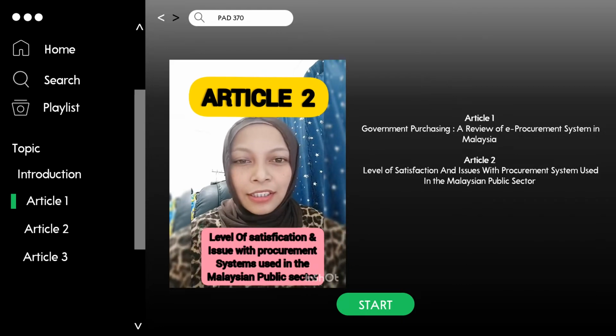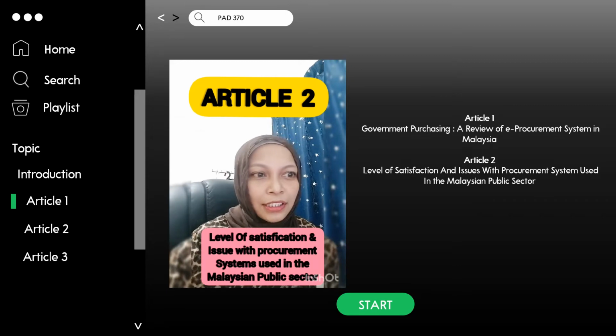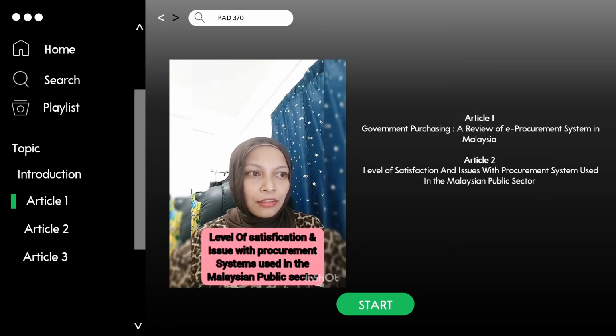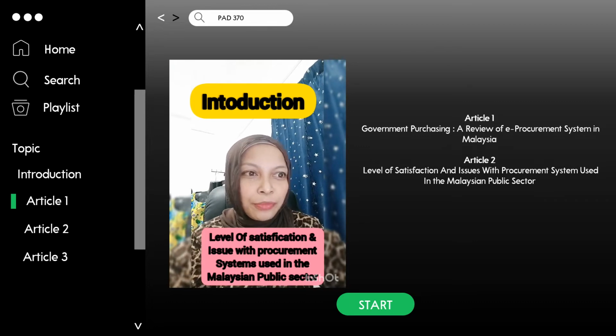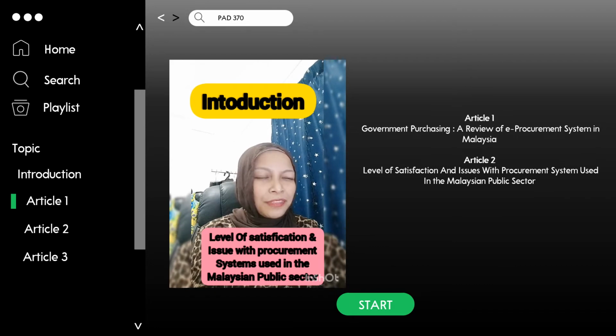Okay, for the second article, I'll choose Level of Certification and Issue with Procurement System Used in the Malaysian Public Sector. This is an article review based on the article Level of Certification and Issue with Procurement System Used in the Malaysia Public Sector, from the authors Mastura Jafar and Nur Hidayah Muhammad Razli from Universiti Sains Malaysia.